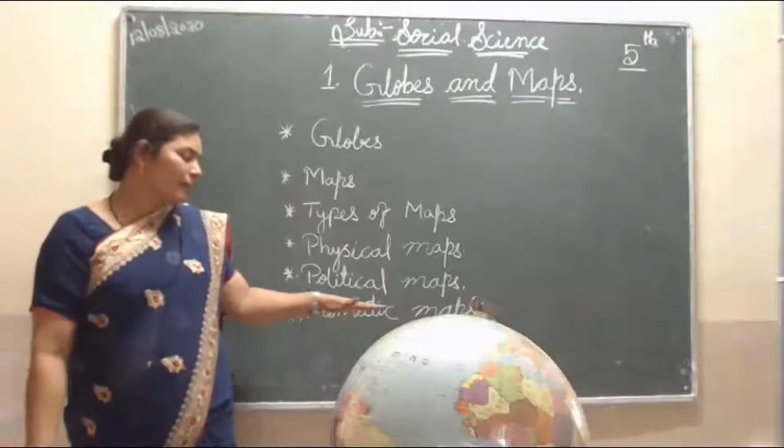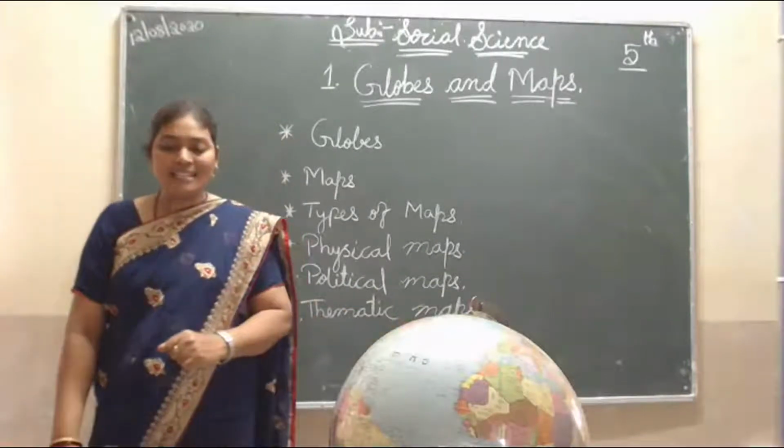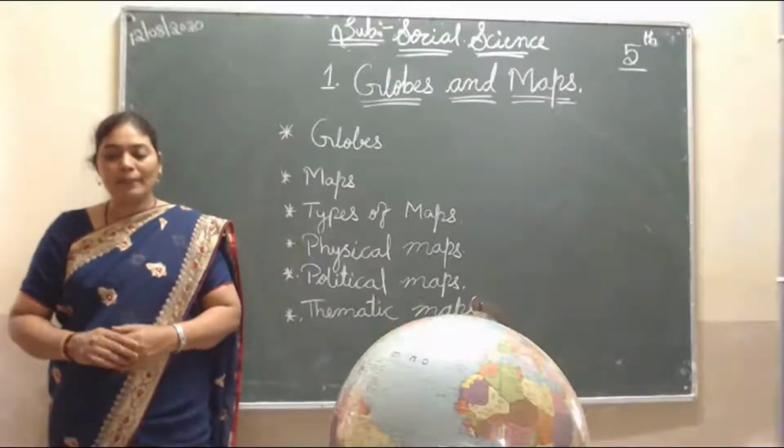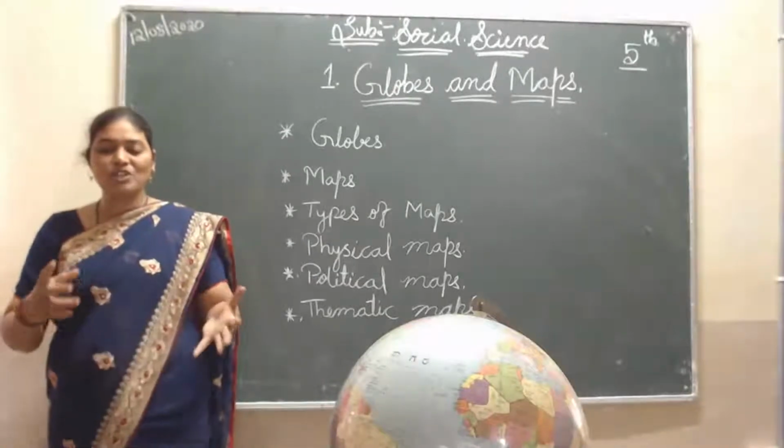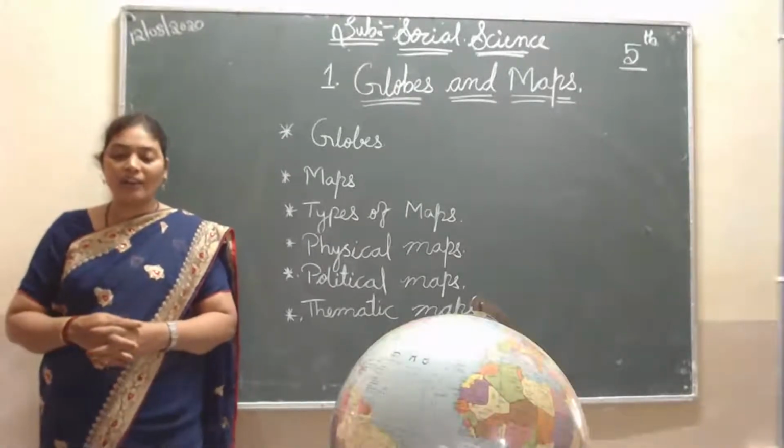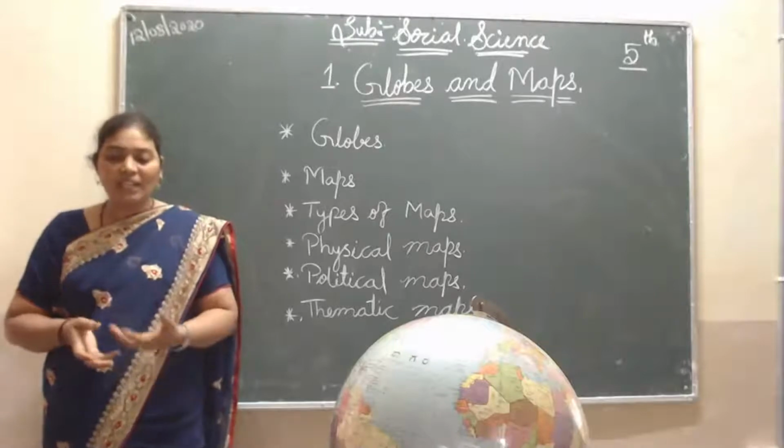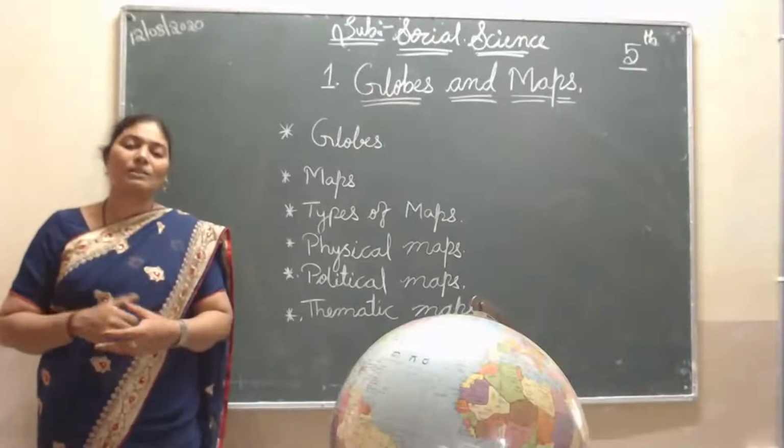Then the thematic map. The last one is the thematic map. It gives information about rainfall, natural vegetation, industries, minerals, and all these things.